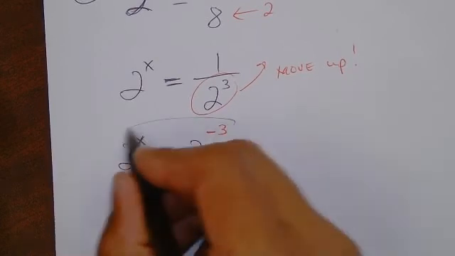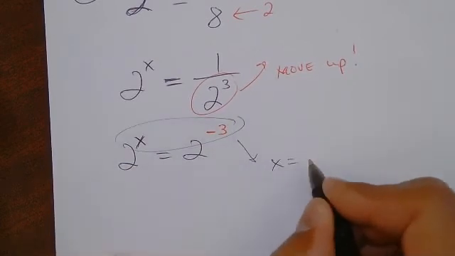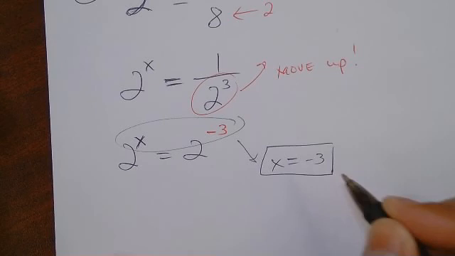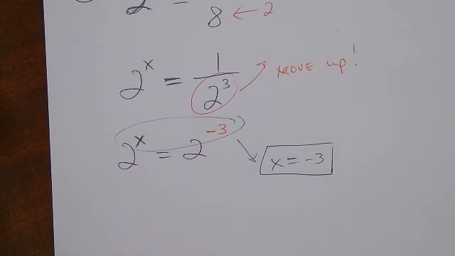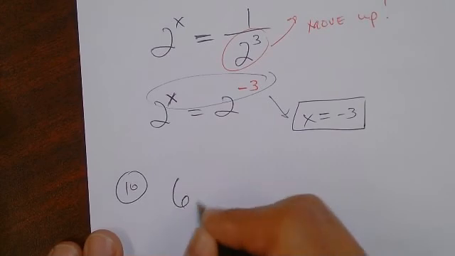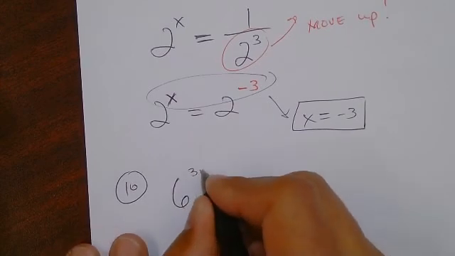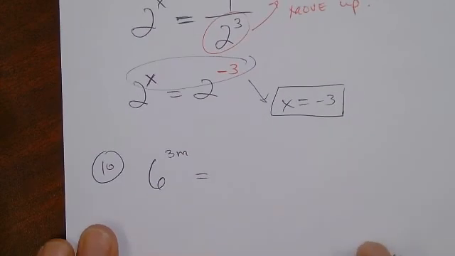And then you can see what the answer is right there, right? Everybody can see the answer right there. It's looking at you. There's nothing to solve. X is equal to what? X is equal to negative 3. We're good with that one?